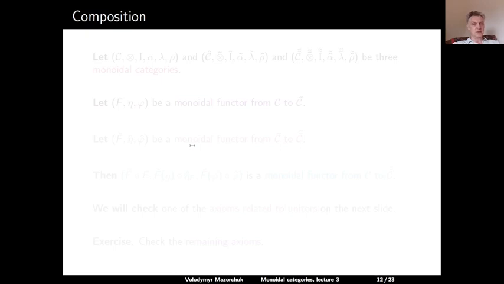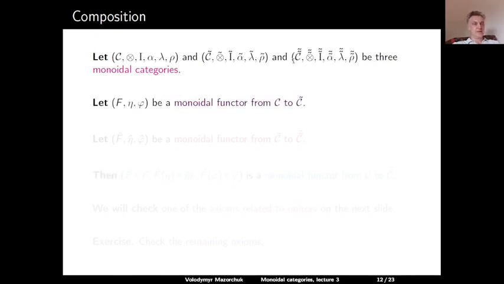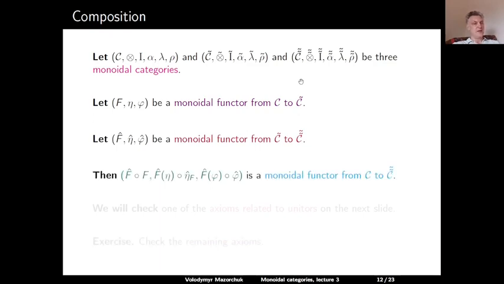Next, let us discuss composition of monoidal functors. Let C, C tilde, and C2 tilde be three monoidal categories. Let F be a monoidal functor from C to C tilde, and let F hat be a monoidal functor from C tilde to C2 tilde. Then we have a monoidal functor from C to C2 tilde, which is given by composition of F hat after F, where now the two additional pieces of structure are obtained as follows.